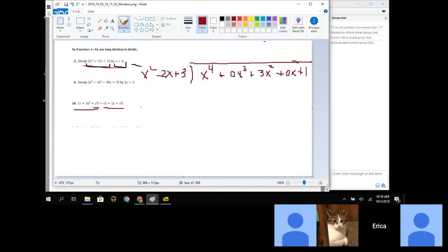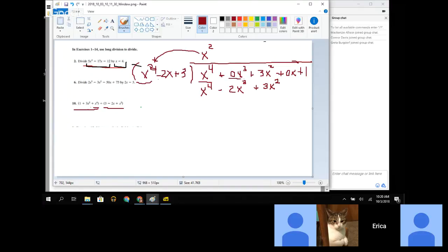Okay, so the first thing that we want to do is get rid of our x to the fourth. So in order to get rid of x to the fourth, I need to multiply by x squared. Okay, so I'm going to multiply every term here. So I have x squared times x squared, which is x to the fourth. Then I have x squared times negative 2x. So I have negative 2x cubed. And then I have plus 3x squared.